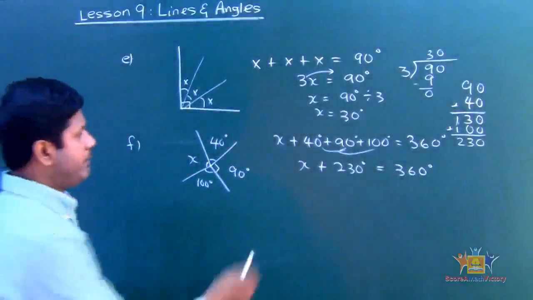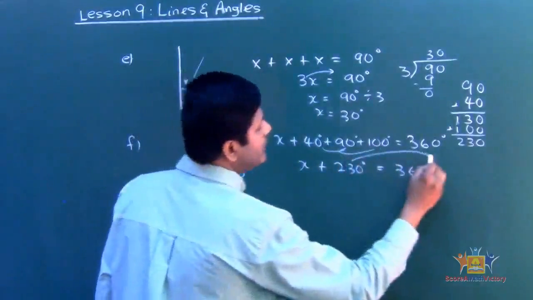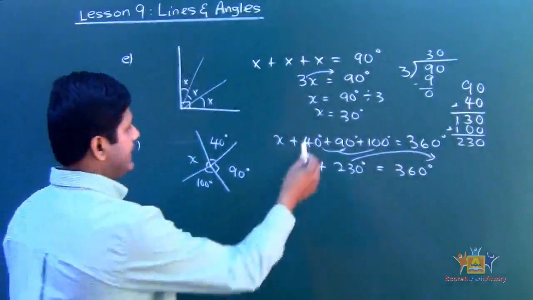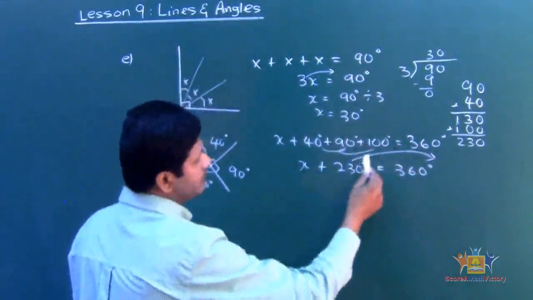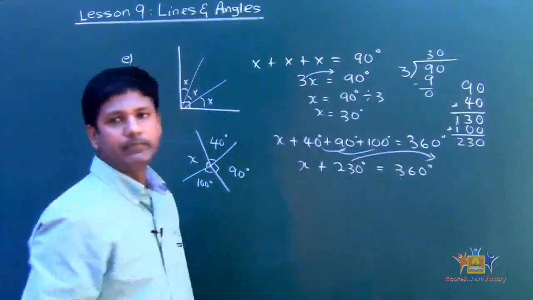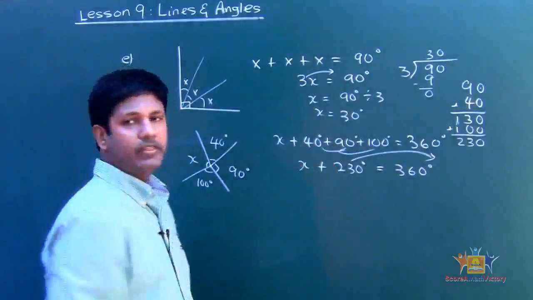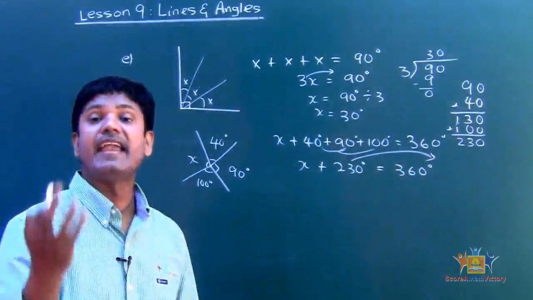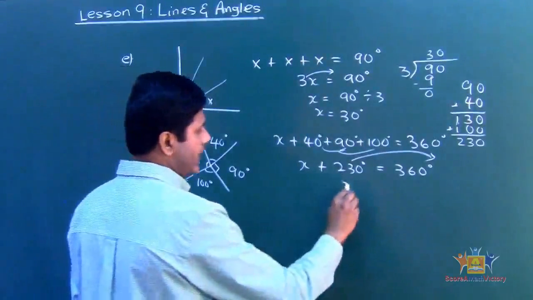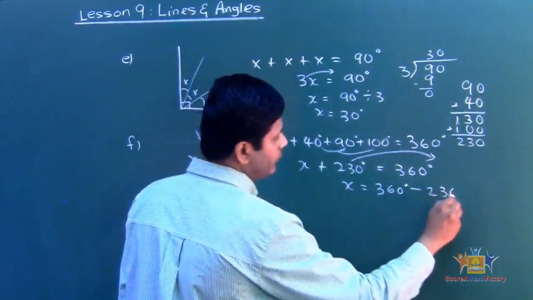Alright, see what I did? I pretty much added all this. Now I'm going to take the 230 across the bridge. A lot easier rather than taking 40 across the bridge, 90 across the bridge, 100 across the bridge. Add all this in one shot, boom, bring that across the bridge. Okay, and what is 230 doing to x? It's adding. Addition across the bridge becomes subtraction. Very good. So x equals 360 degrees minus 230 degrees.